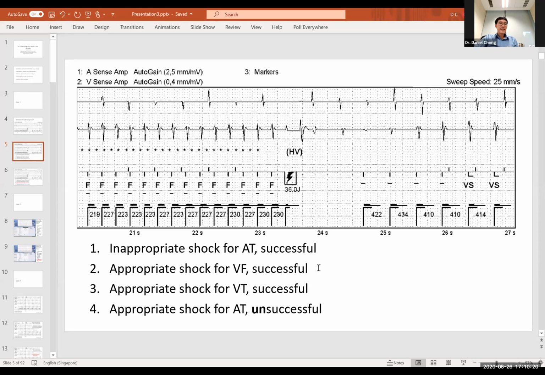Three, is this an appropriate shock for VT that is successful? Or four, is this an appropriate shock for atrial tachycardia that is unsuccessful?